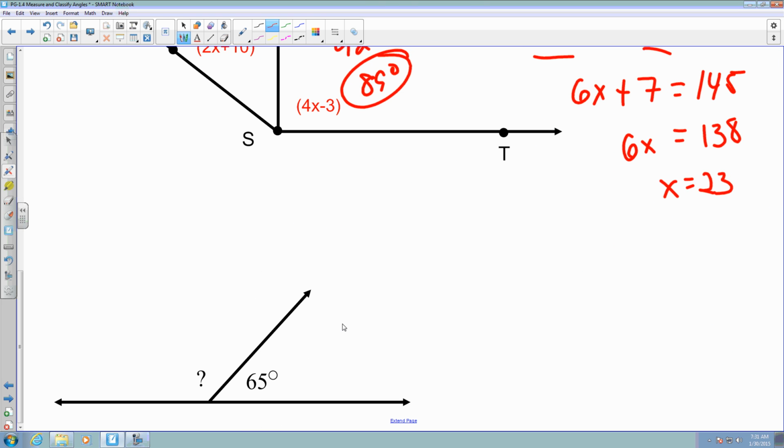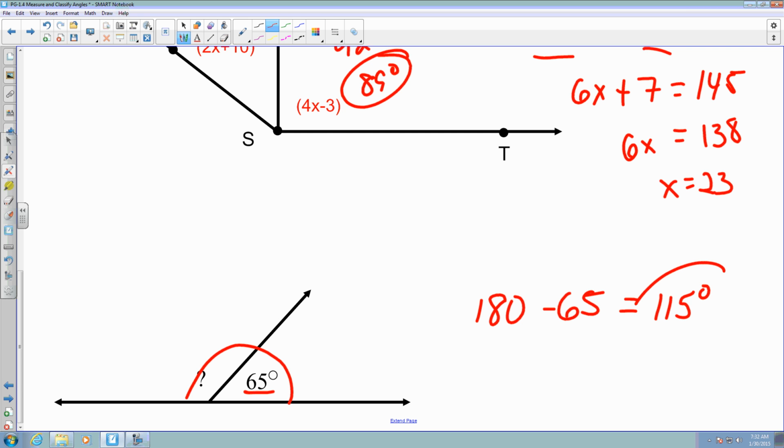The last example I have here, it looks like I have a straight line, and coming off of it I have an angle of 65 degrees. Since I know that straight angles are 180, from here to here, I can just take 180, subtract 65, and then my unknown angle would be 115 degrees.